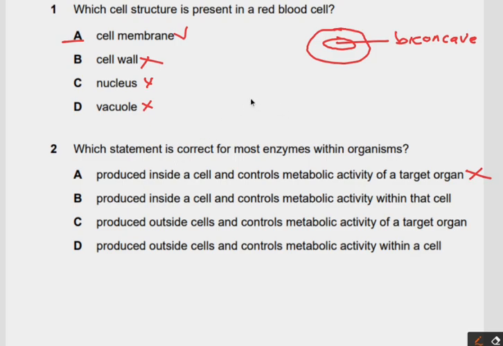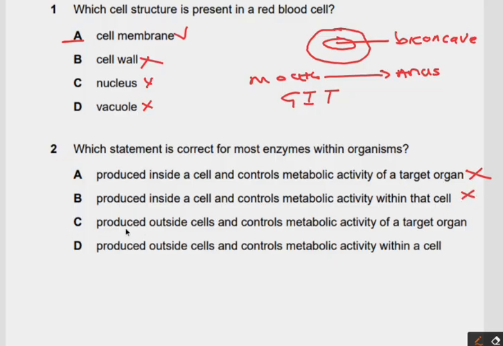So the GIT is considered to be outside because it is just a continuous tube which starts from the mouth and goes up to the anus. So this one here is not considered to be part of the inside of the body. It's outside the body. So whatever chemicals are secreted in the GIT are not going to be considered as part of the inside of the cell. So it is outside the cell. So even this one I'm going to cancel.